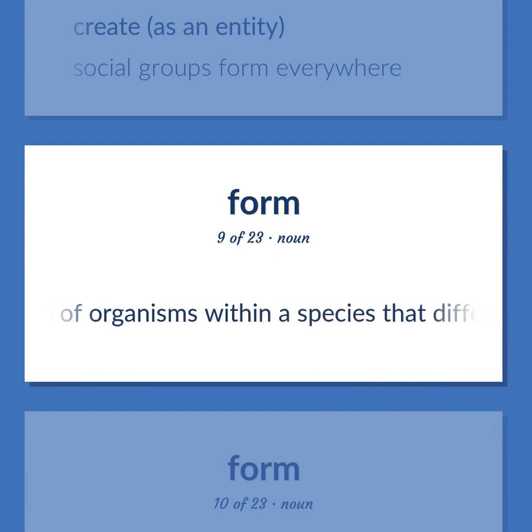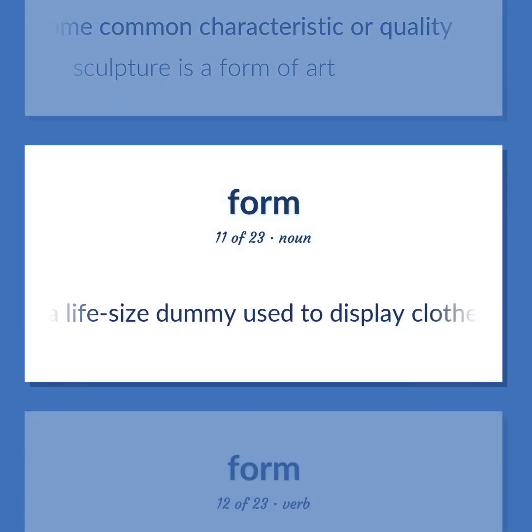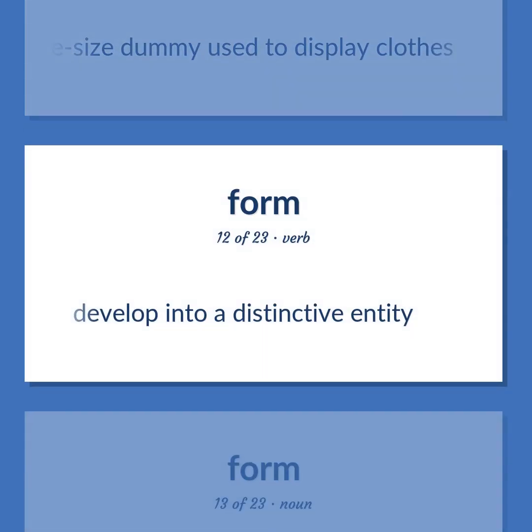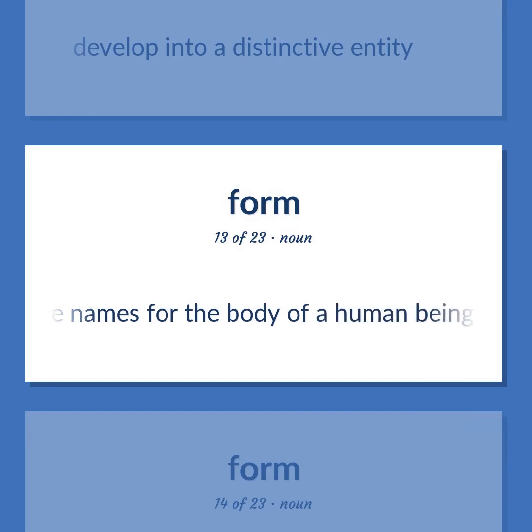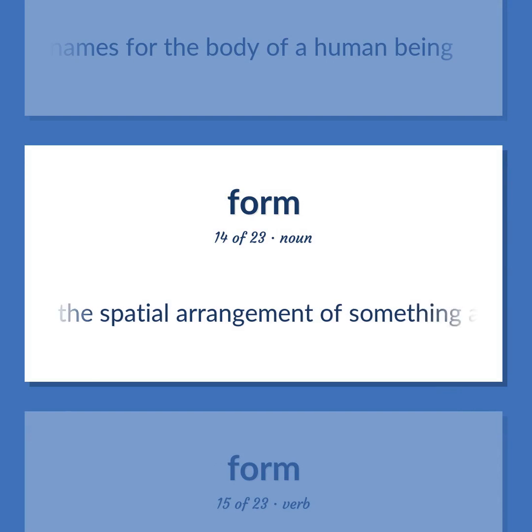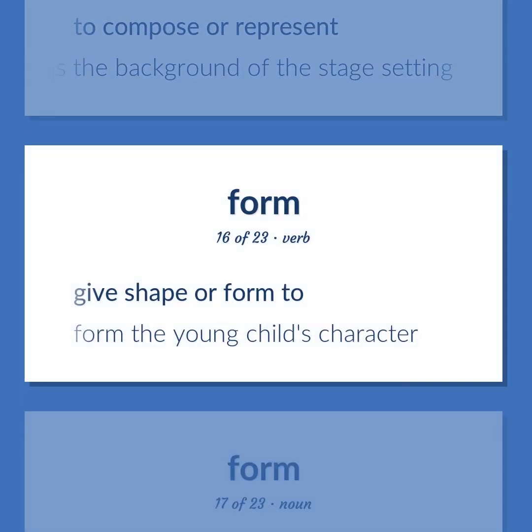Biology. A group of organisms within a species that differ in trivial ways from similar groups. A category of things distinguished by some common characteristic or quality. Sculpture is a form of art. A life-size dummy used to display clothes. Develop into a distinctive entity. Alternative names for the body of a human being. The spatial arrangement of something is distinct from its substance. To compose or represent. This wall forms the background of the stage setting. Give shape or form to. Form the young child's character.